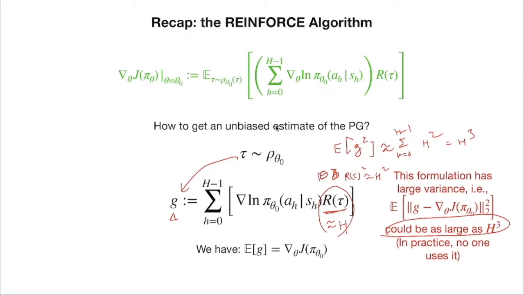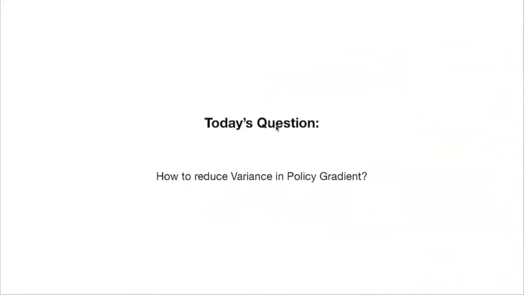Right? Yeah. So this is the most classical formulation. People invented it in 1992, and later on, people developed some improvements on this version, which we will cover today, which are actually the versions that people implement in practice. So that leads to today's question: can we develop some improvements to reduce the variance in policy gradient?